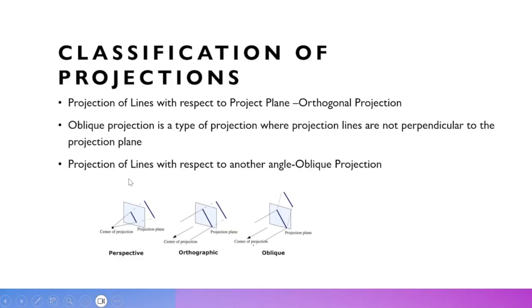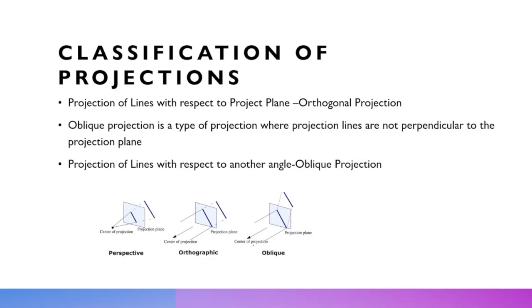So if the projection lines are not perpendicular to the projection plane, it is called oblique projection. Here we can see the perspective, orthographic and oblique projections. As I explained, we have a center of projection. This line is perpendicular to the projection plane, but in the oblique projection we don't have a perpendicular; the projection lines are not perpendicular to the projection plane.